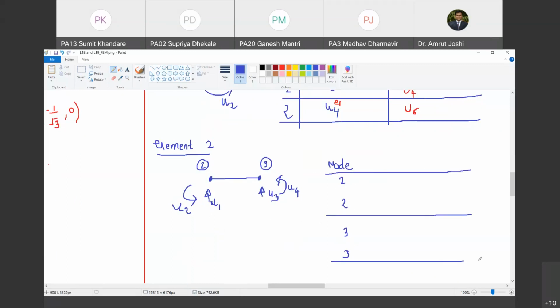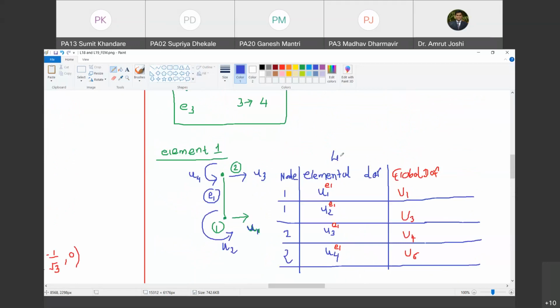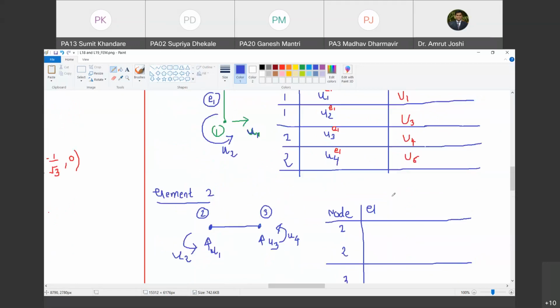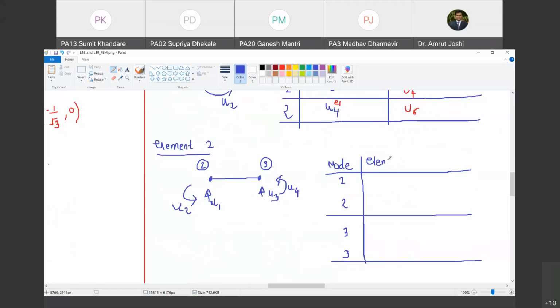Yes, sir. Chalo. So these are also called as local degrees of freedom. Are you with me? Yes, sir. Elemental degree of freedom. Why are we doing this? It will be clear in a while. What is the advantage of doing this? It will be clear in a while. Just believe me for now that it is important.